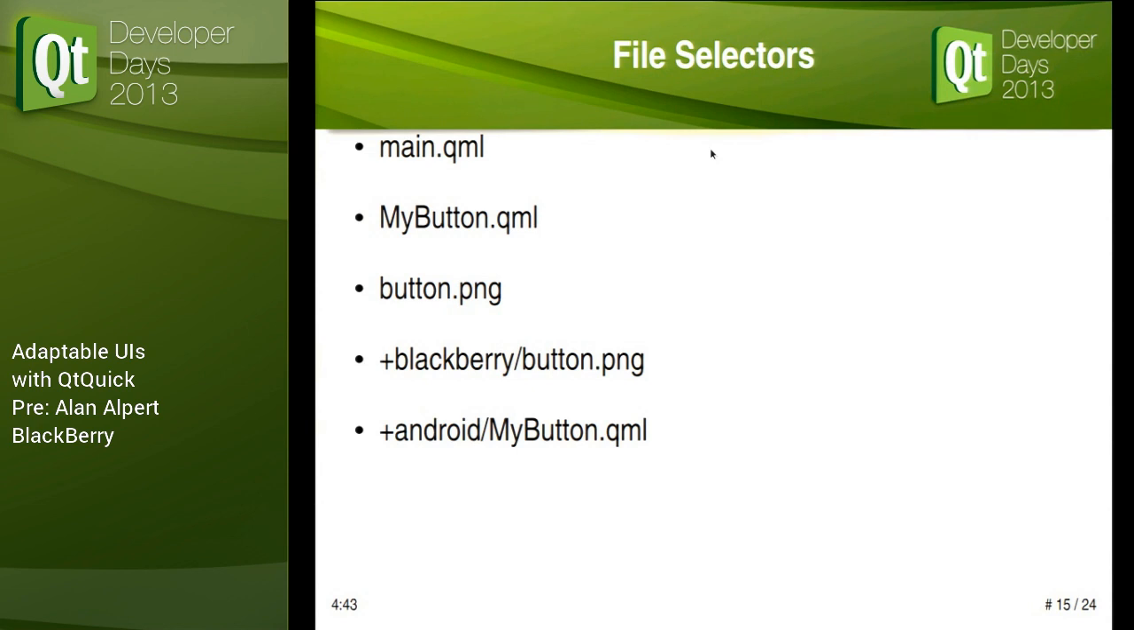In this case, when you ask for button.png and you're on BlackBerry, the platform, it will select that other button.png. And likewise, when you're on the Android platform, it will select the myButton.qml when trying to create a myButton type. So you can automatically swap out the myButton on Android using file selectors, and it doesn't make your code look ugly.